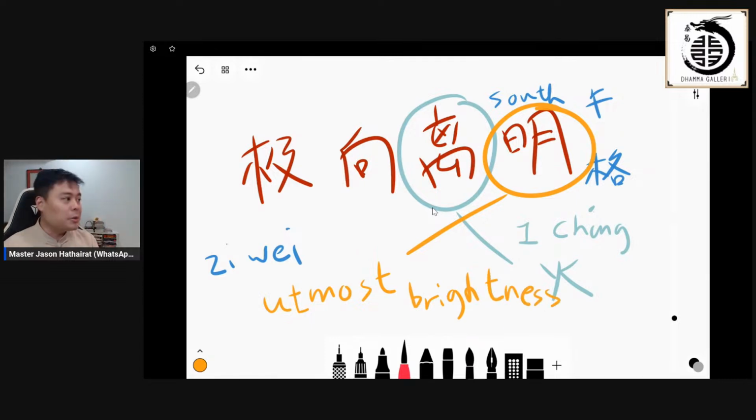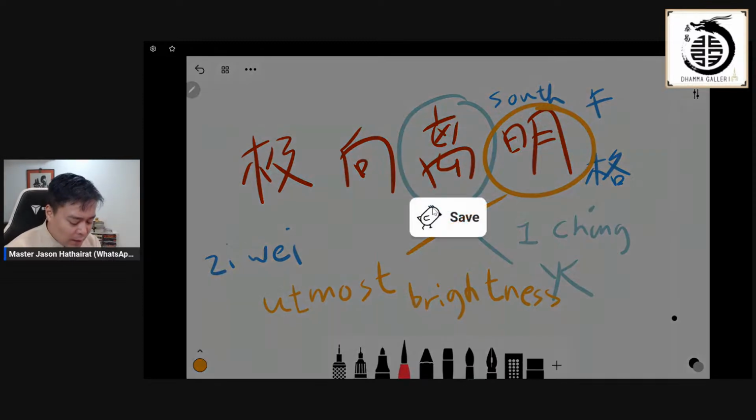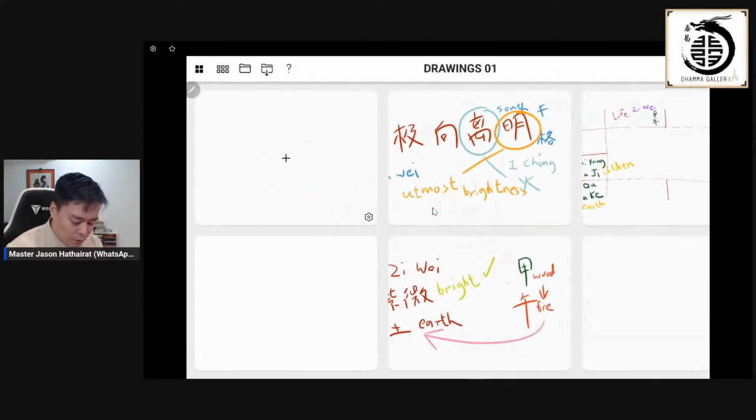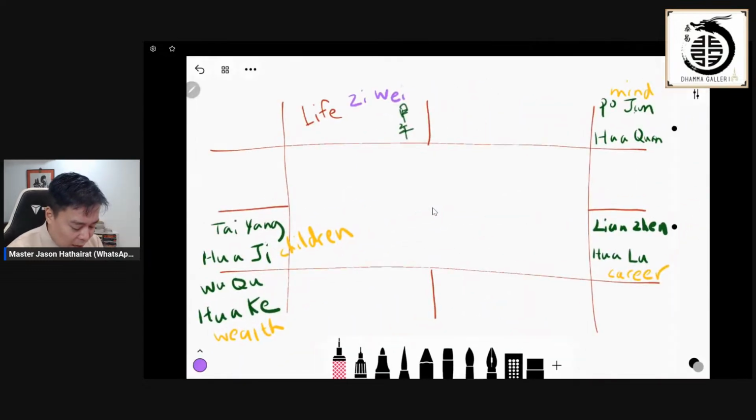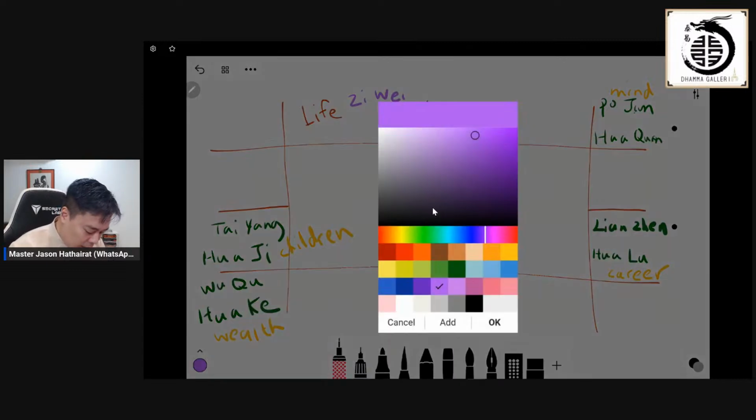Therefore, it is a very auspicious arrangement in terms of Ziwei Doushu. Okay, so secondly, we know that we always have to look at Sanfang Shizhen, right? Okay, now let's look at the Sanfang Shizhen.